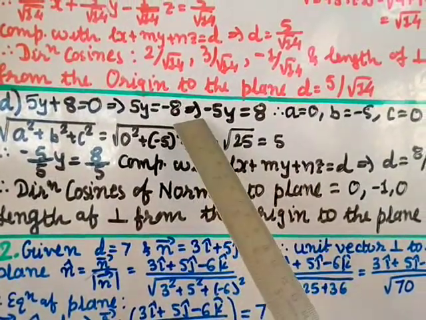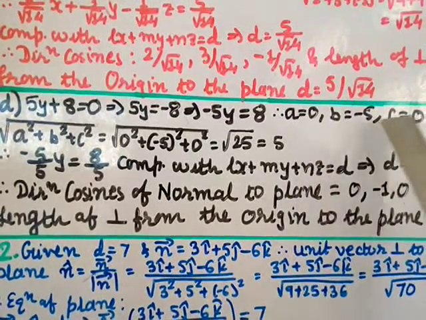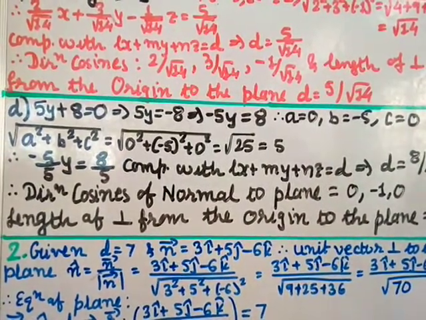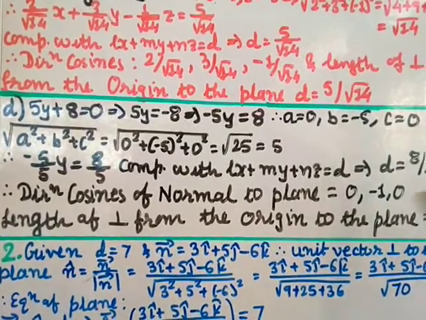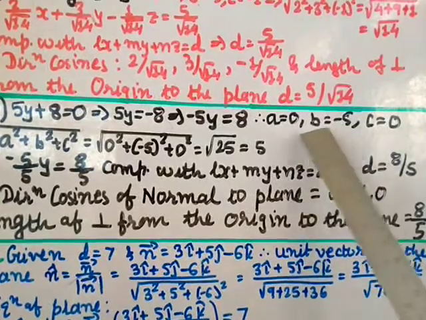Now here there is no x term, there is no z term. That means a equal to 0 and c equal to 0. The coefficient of x and z is 0 because those terms are not there. That means these are the direction ratios, and this is the b value, that is minus 5. Okay, so b equal to minus 5.